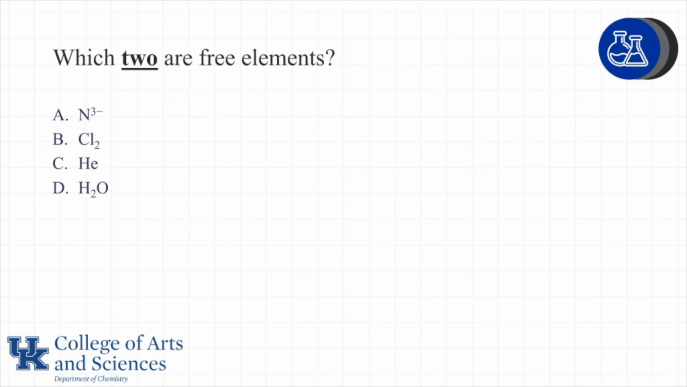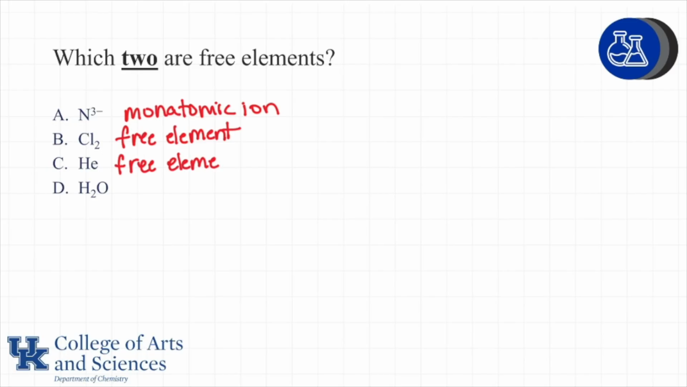Which two are free elements? N3- is a monatomic ion. Cl2 is a free element. Helium is a free element. And H2O is a compound. Therefore, B and C are the correct answers. And both of these will have an oxidation number of 0.